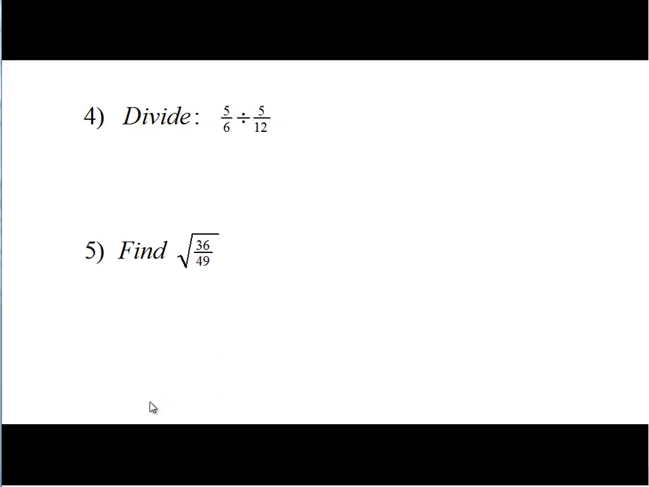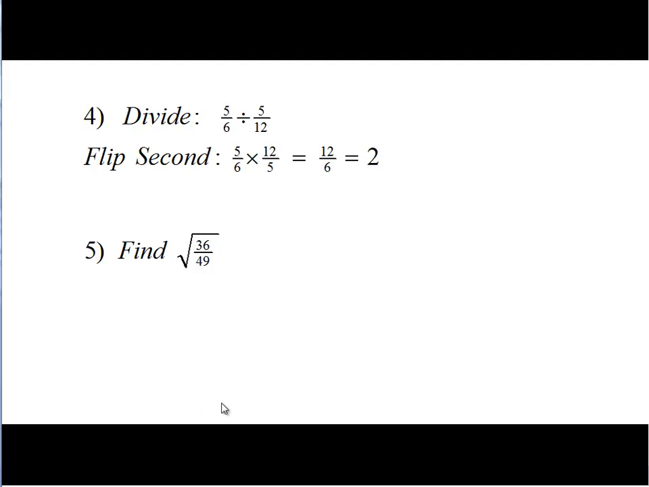Okay, number 4, division. You take the second fraction, as we had before, flip it over. So you have 5 over 6 times 12 over 5. In this case, we can just cancel these 5's. And you have 12 over 6. Type that in your calculator and get 2.